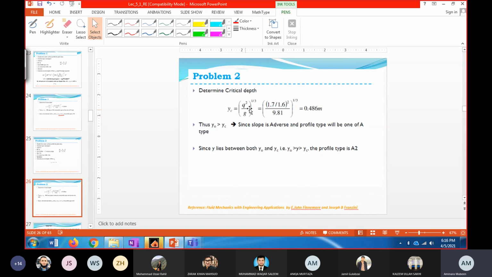So critical depth is calculated here. It is 0.486. It means that depth of flow is greater than critical depth value. Okay, this would be the result. Y naught is greater than Y, and it is greater than YC. So the classification of this flow would be A2. What surface profile is A2.